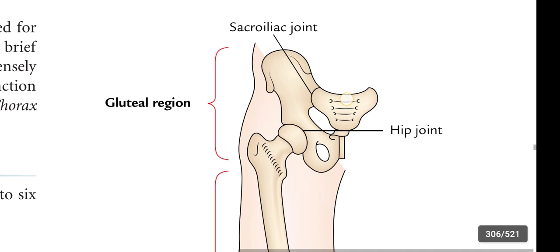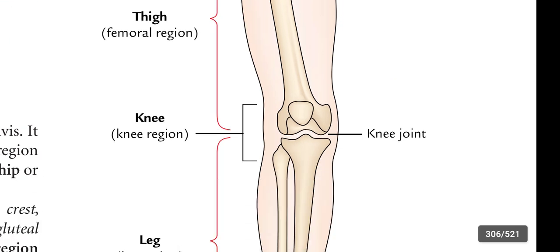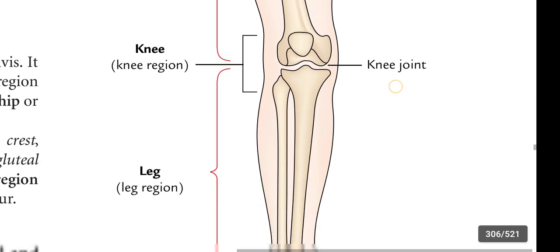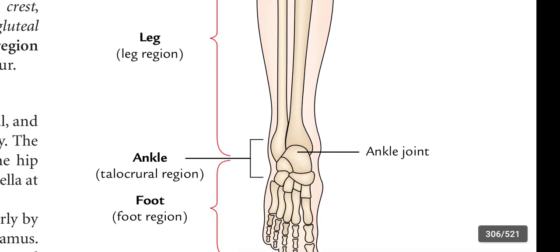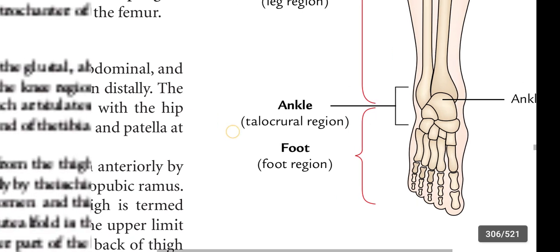Coming to the figure, this is the gluteal region, and thigh region, it is also called femoral region. This is the knee region where the knee joint is present, and the leg region, and the ankle or talocrural region, and foot or foot region. Ankle region has the ankle joint.